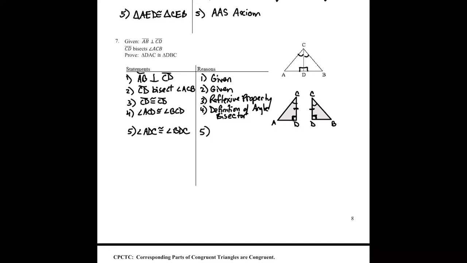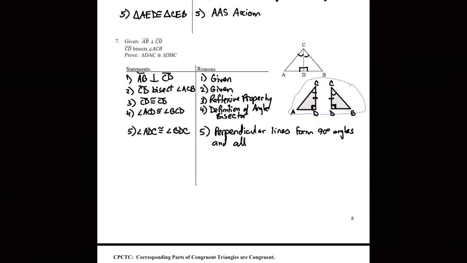All right, so perpendicular lines. I'm going to put the definition rather than the title of the definition. Perpendicular lines form 90-degree angles, and this is a weird one to say, but we have to justify the congruence, right? We stated that they're 90-degree angles, but we never said anything about congruence. So all 90-degree angles are congruent.